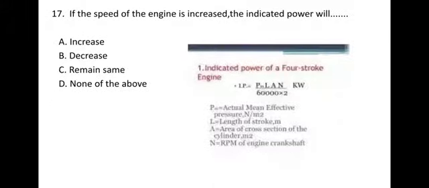Next question: if the speed of the engine is increased, the indicated power will, and the answer is increases. Indicated power is equal to P L A N divided by 60,000 into 2, that is for a 2-stroke engine. So if the speed of the engine increases, the indicated power will also increase, because indicated power is directly proportional to the RPM of the engine.